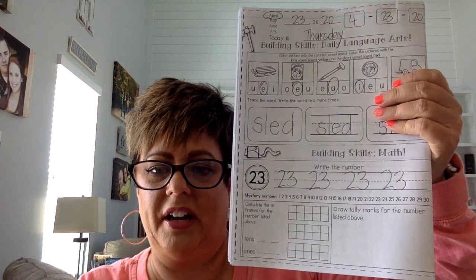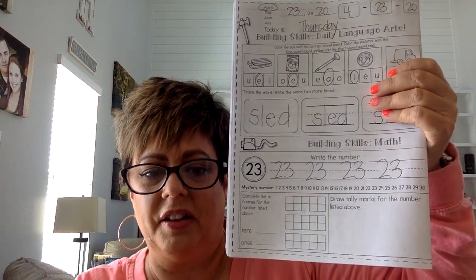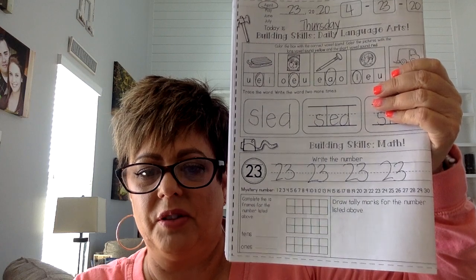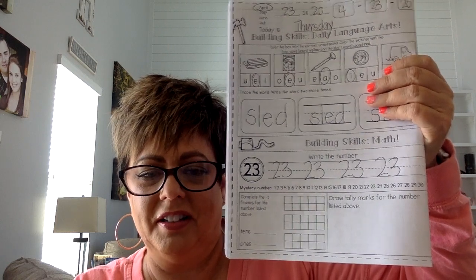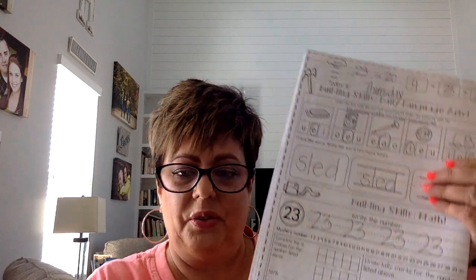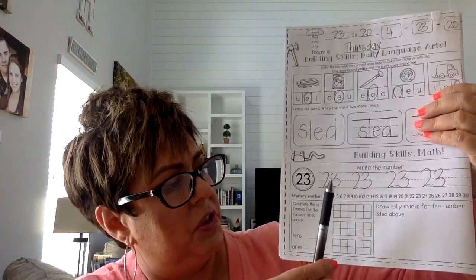Make sure you're starting at the top of the line, on the top line, and going all the way down to the bottom line. Okay, we're not going to do the mystery number. If you would like someone in your family to do the mystery number with you, you can. So, we're going to make 10 frames. We're going to fill in 10 frames to show the number 23.